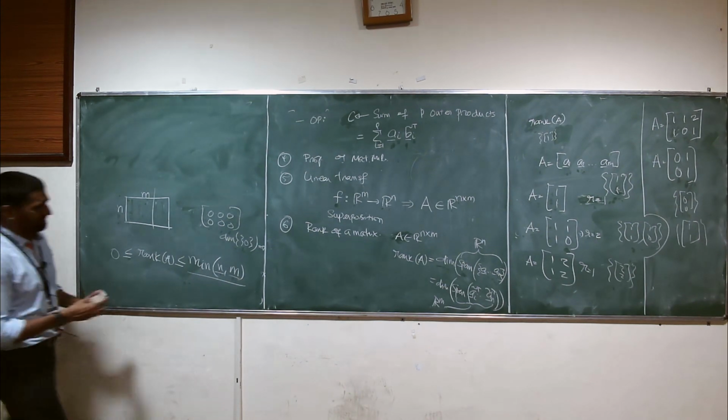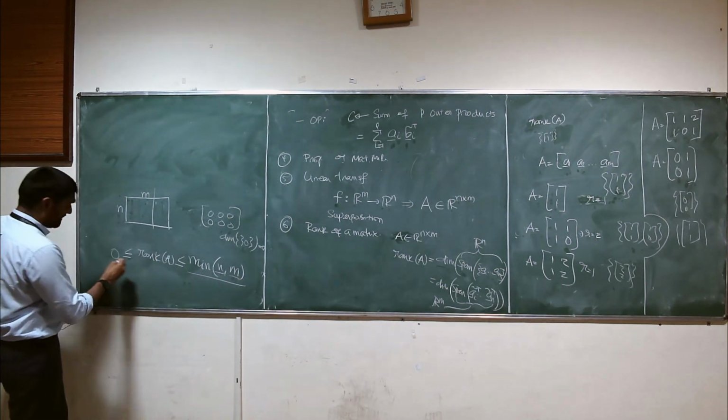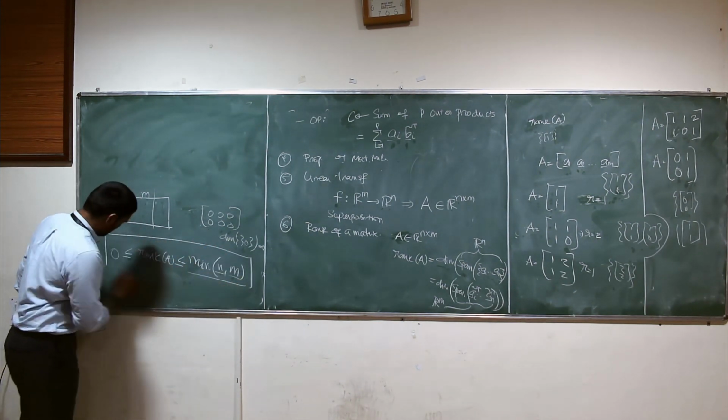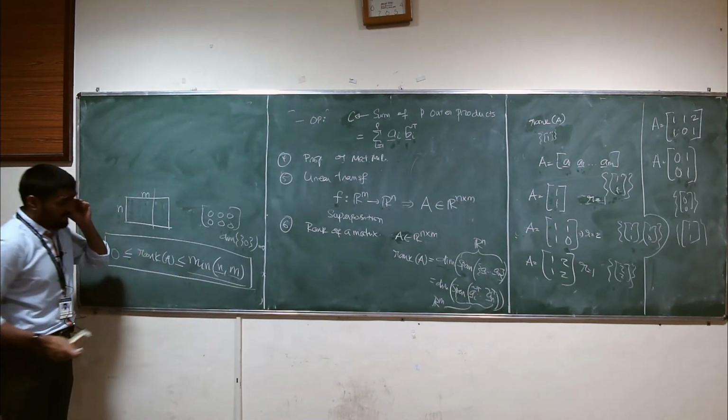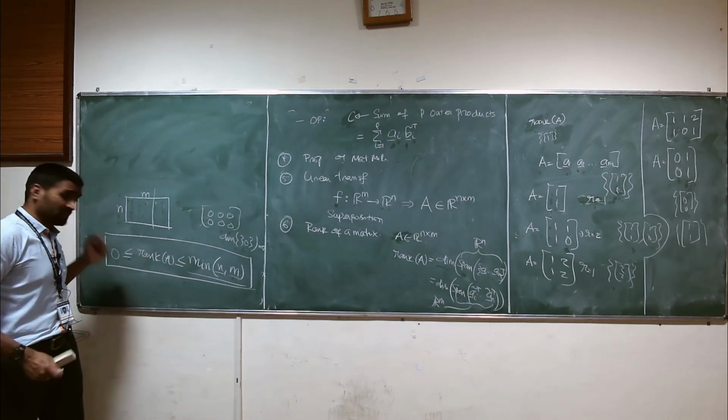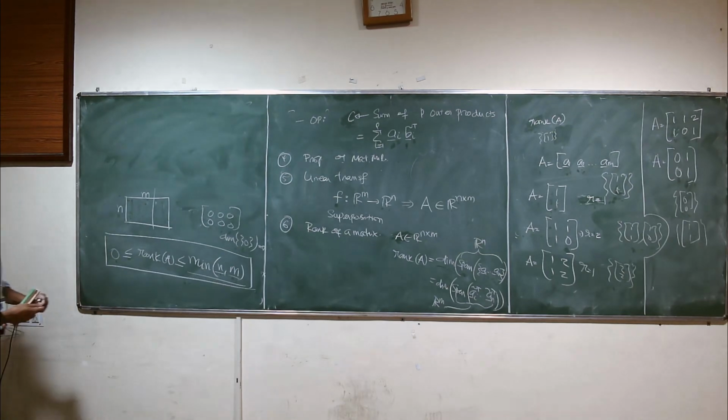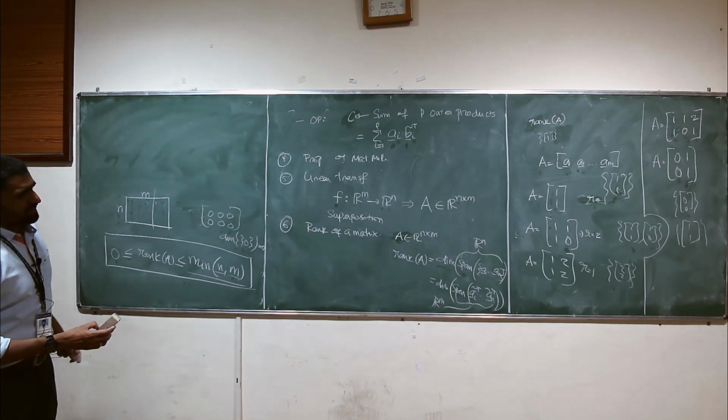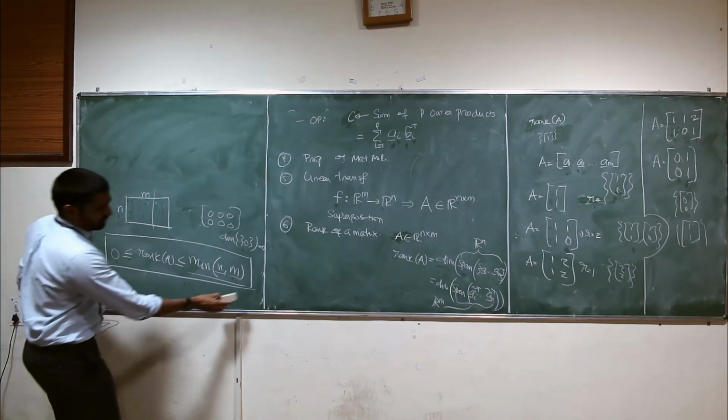So this is something to remember. The rank is always between these two. If it's the 0 matrix, then you know the rank is 0.